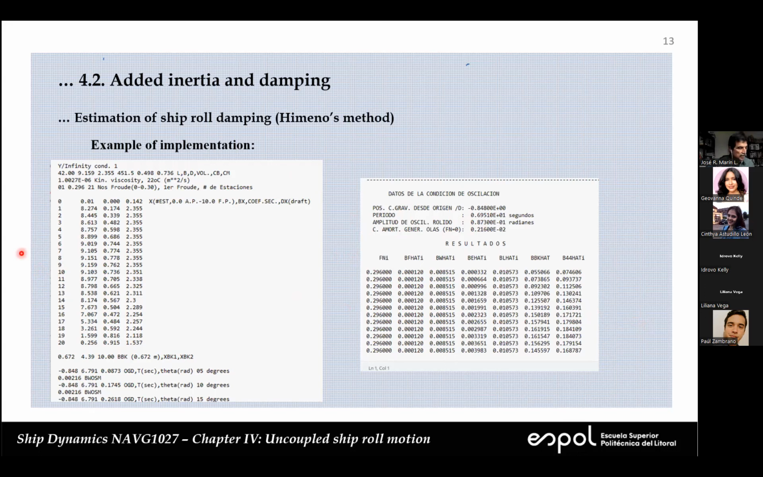We did a thesis some years ago with some tests here, and we compared the results from this test with a formulation which is close to this one. It's not exactly the same. It's more modern, but the results are interesting.